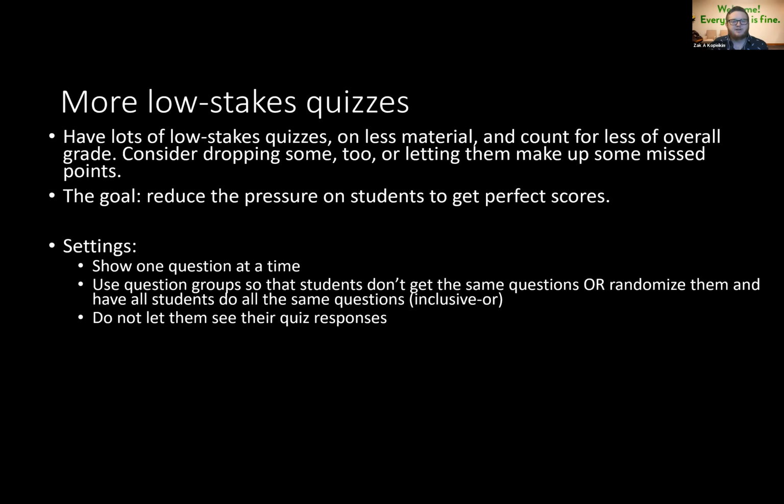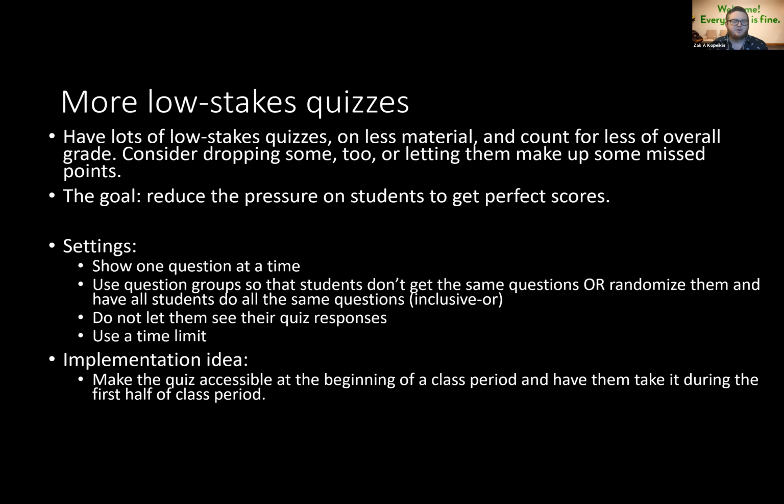You might consider not letting them see their quiz responses, so they don't get to see the correct answers. They'll still see how well they did overall, and use a time limit. One way to implement this is, if you have a class, you could make the quiz accessible right at the beginning of a class period, and have them take it during the first half, and then use the second half to review the quiz. You'd want to do this because if they're not getting the feedback, it's not clear exactly how useful this can be for them.